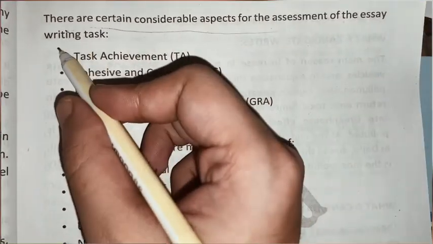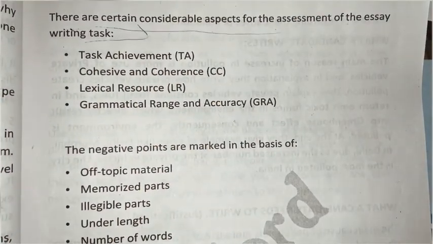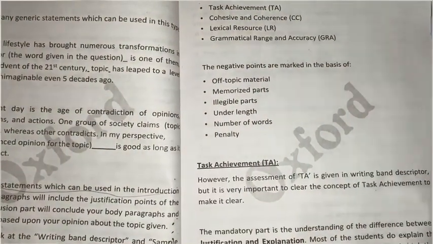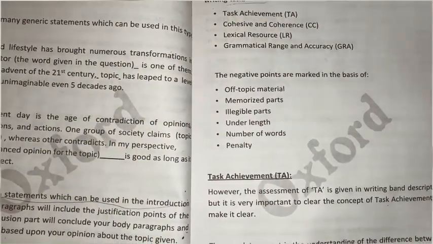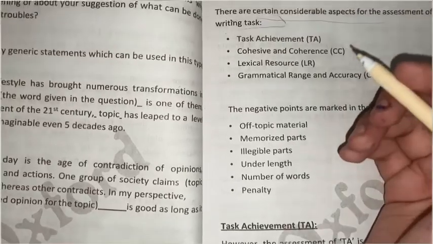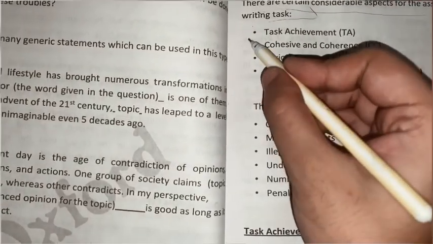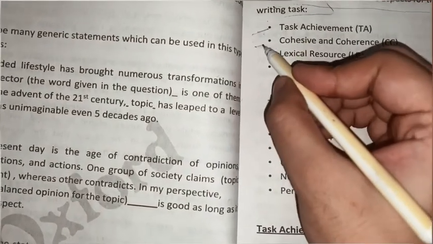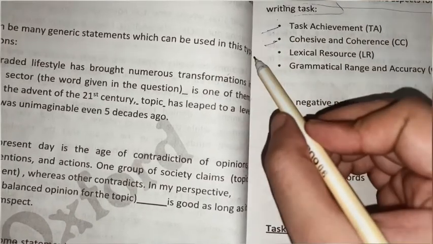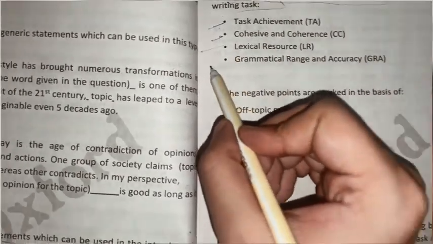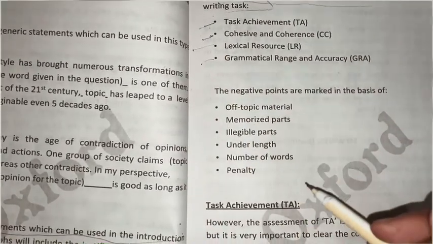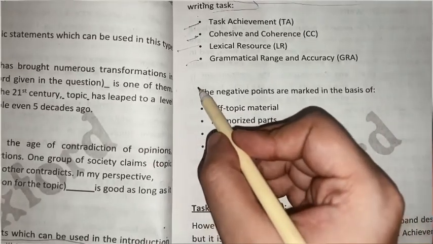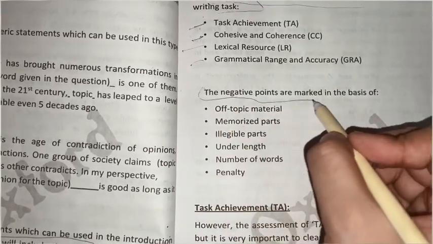There are certain considerable aspects of the assessment of essay writing. There is task achievement, coherence and cohesion, lexical resource, and grammatical range and accuracy. On this basis, you will be provided the IELTS band score, so you need to prepare accordingly.